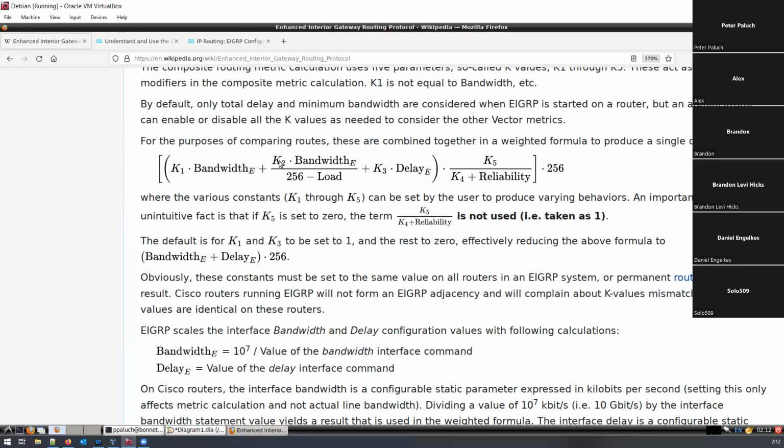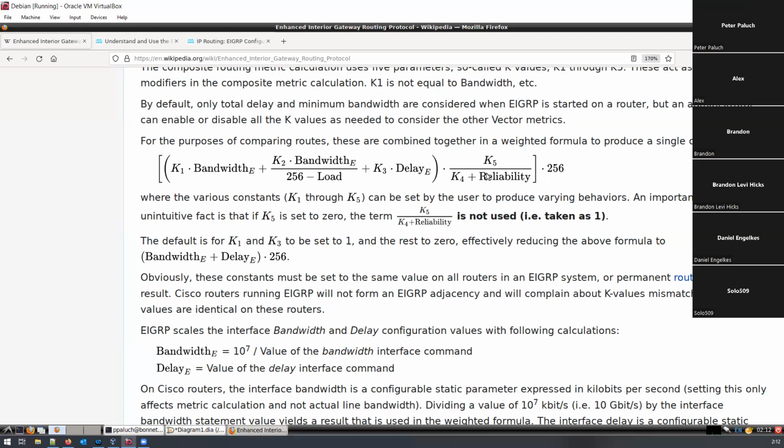K2 refers to a ratio between bandwidth and essentially the remaining capacity of the path. So K2 is something that refers to the remaining utilization of the link, so to say. K3 relates to delay, and both K5 and K4 refer to the reliability. There is no K here that would refer to MTU. There is no MTU in this formula.